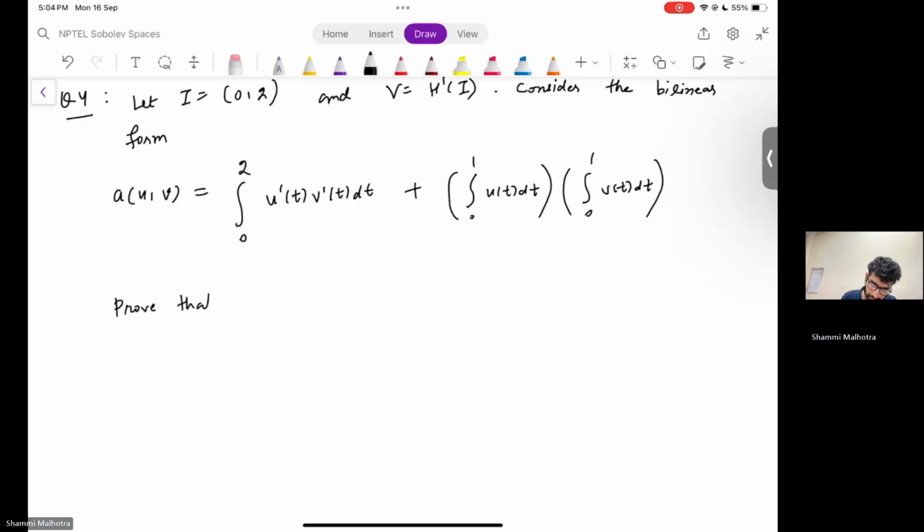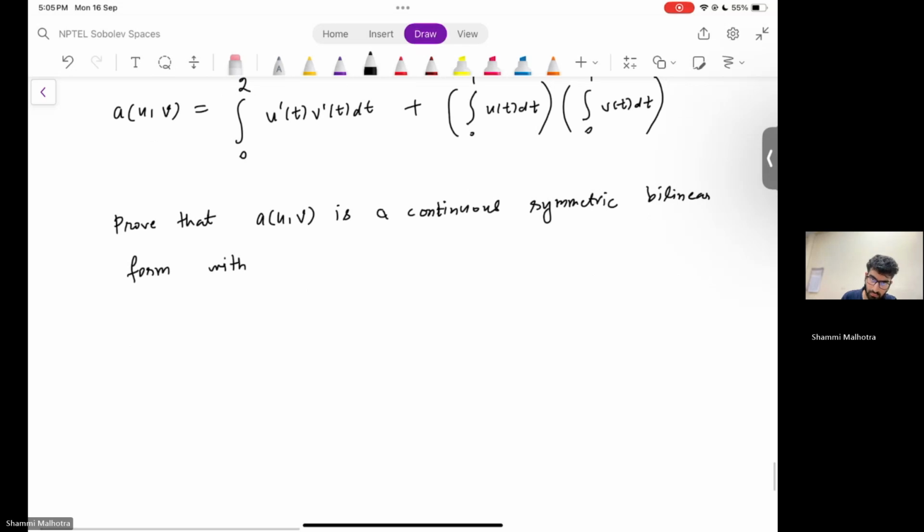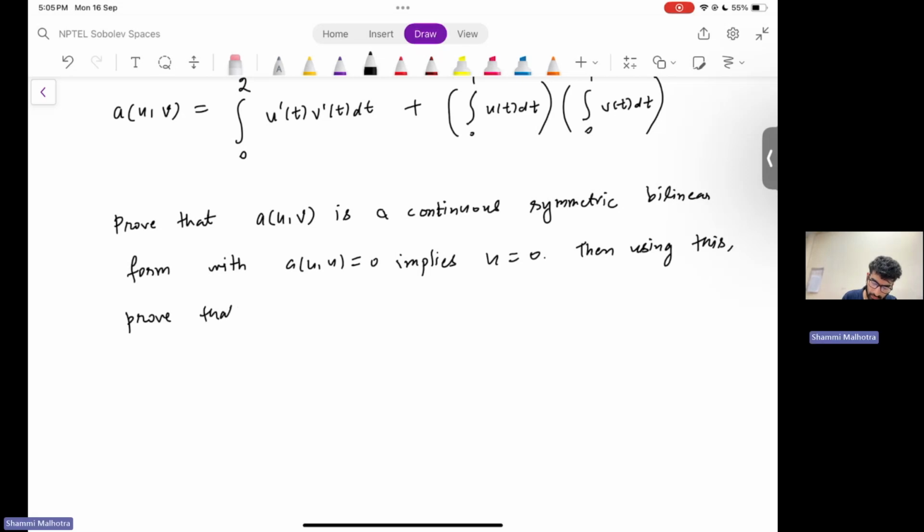So prove that A is a continuous symmetric bilinear form with A(u,u) equal to 0 implies u equal to 0, and then using this, prove that A is coercive as well.